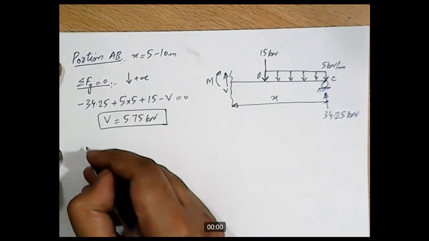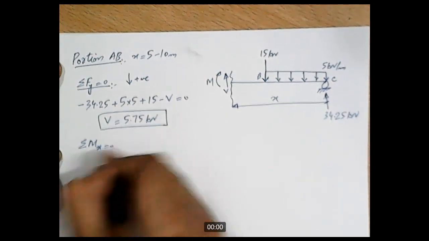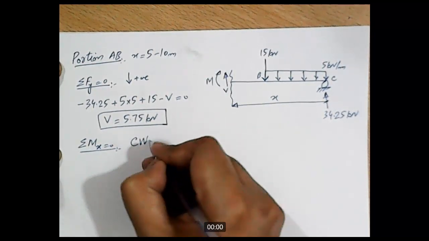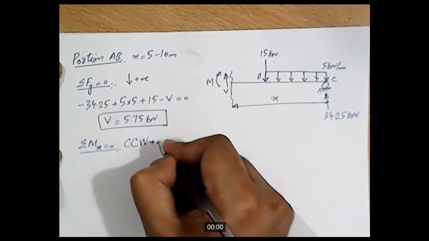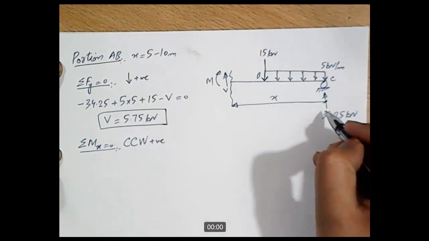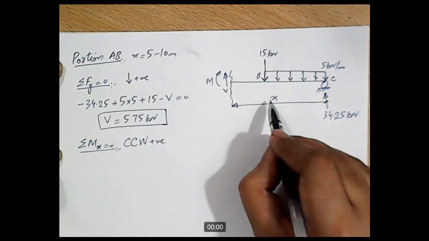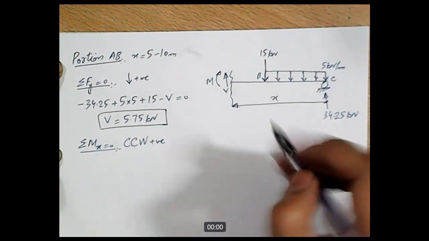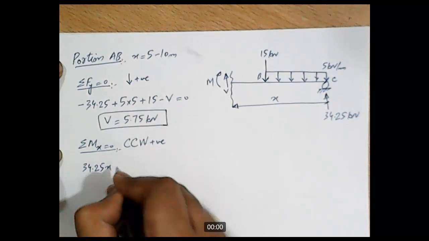Now let's apply the equation of moment. Sigma Mx equal to 0, and our convention will be we'll take counterclockwise movement as positive. So starting from this end C, how much is the lever arm of this 34.25 kilonewton with respect to the section? It is x, and it is generating movement in counterclockwise direction, so it will be taken as positive 34.25x.